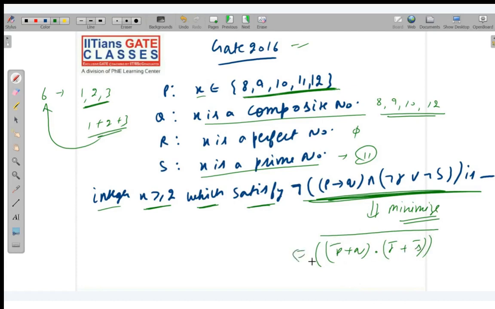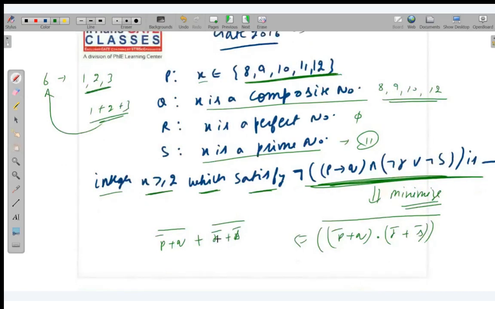So now try to solve it. What will it become? P bar plus Q whole bar plus R bar plus S bar whole bar. So finally, what will it become? R double bar S, so RS. I think you can check it from De Morgan's law. You will get it, plus P Q bar. So P Q bar plus RS. This is the answer I am getting. So P Q bar plus RS.